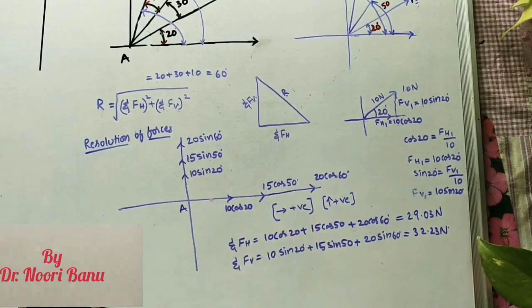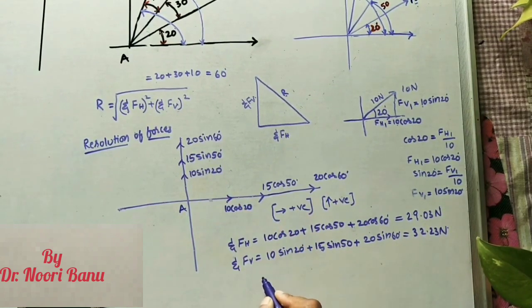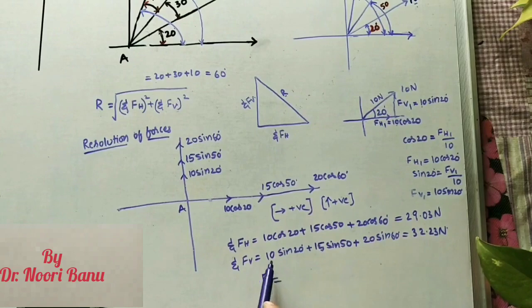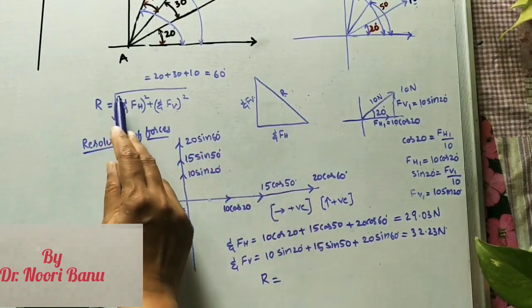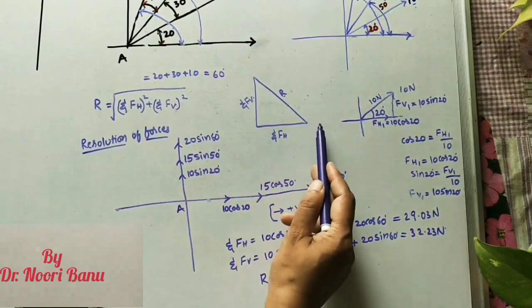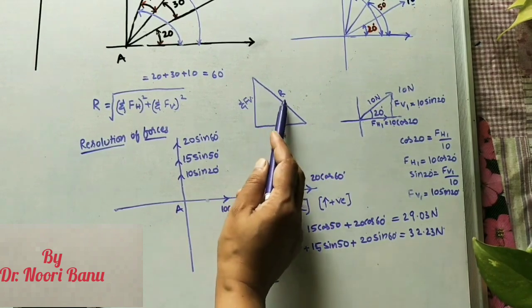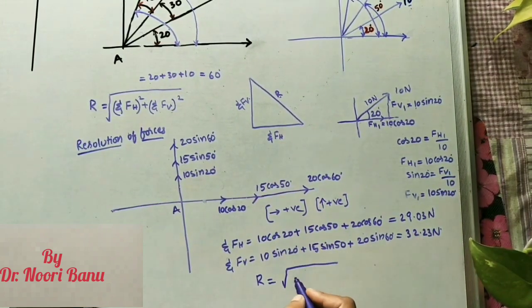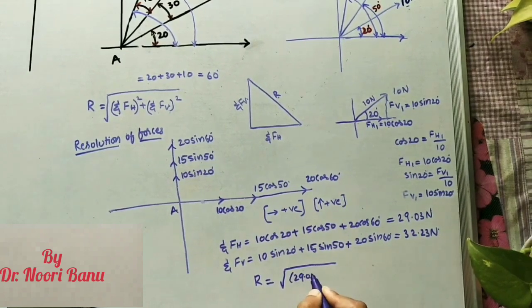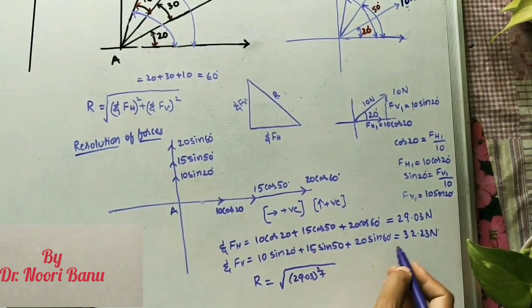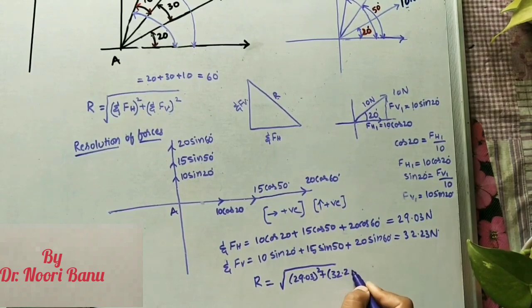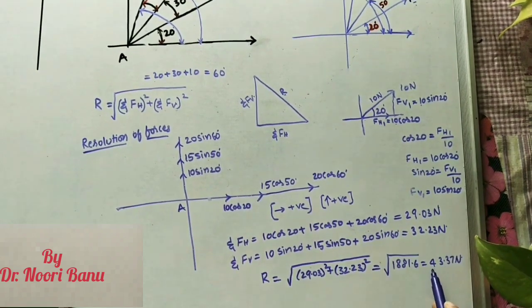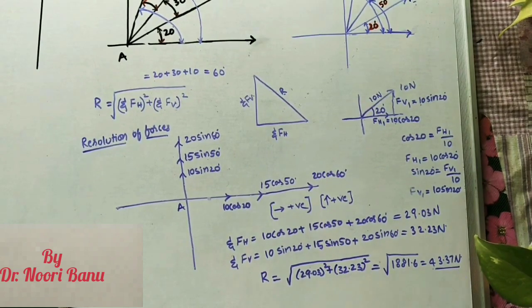Now we need to find the resultant. How to find the resultant? R is equal to the root of, we are taking the root because it is a right angle triangle, horizontal is in this direction, vertical is in this direction. The resultant is given by this formula: root of sigma Fh whole square, 29.03 whole square, plus sigma Fv, which is 32.23, whole square. We get the resultant as 43.37 newtons.